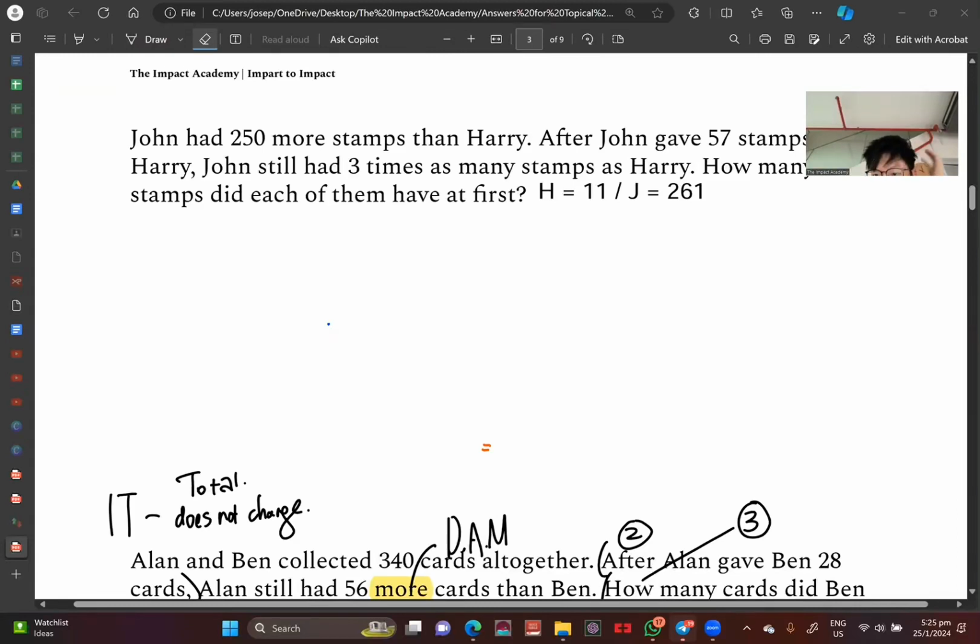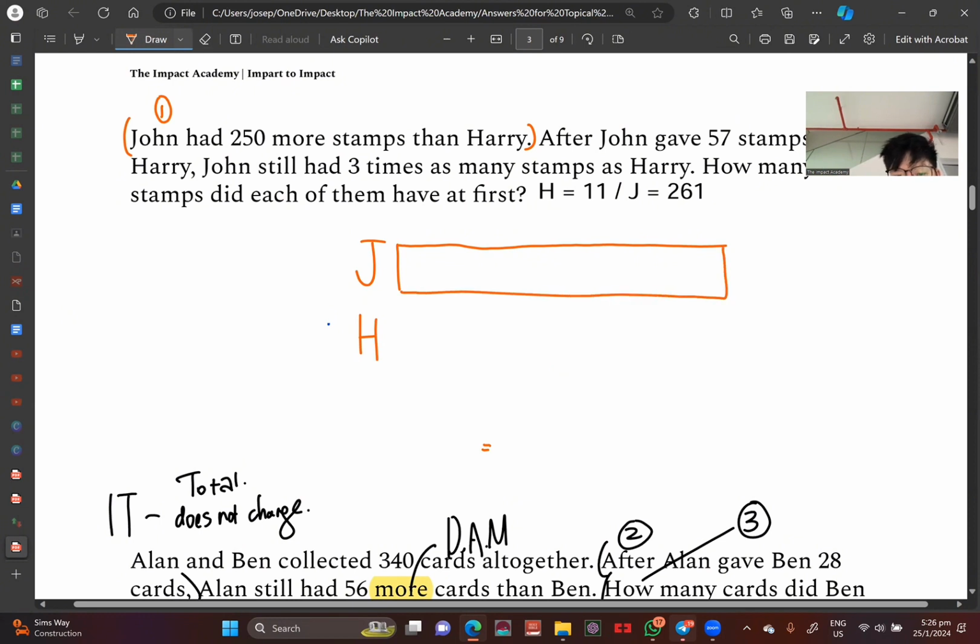Hey, hi everybody. Today we are doing a question like this. Now, as you can see over here, it says that John had 250 more stems than Harry. So we're just going to show John and Harry. We're going to show that John is everything from here to here.